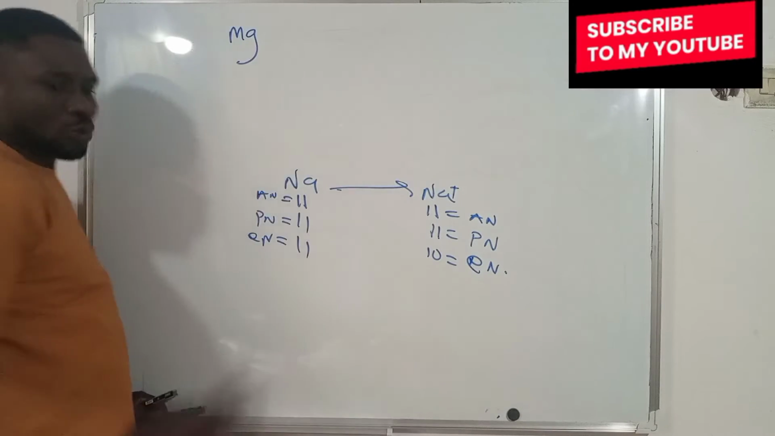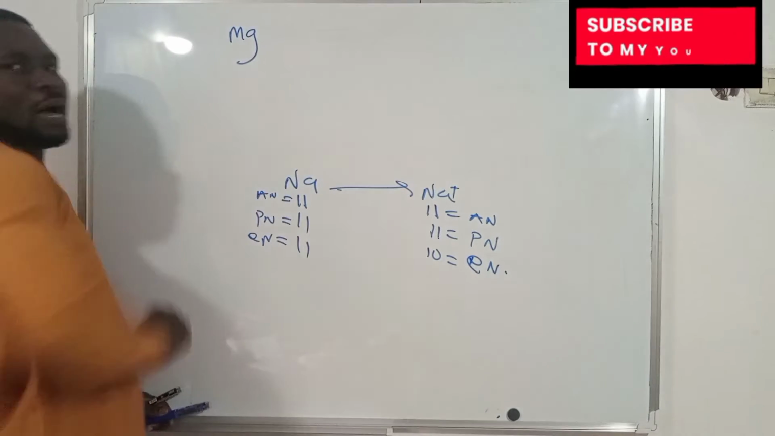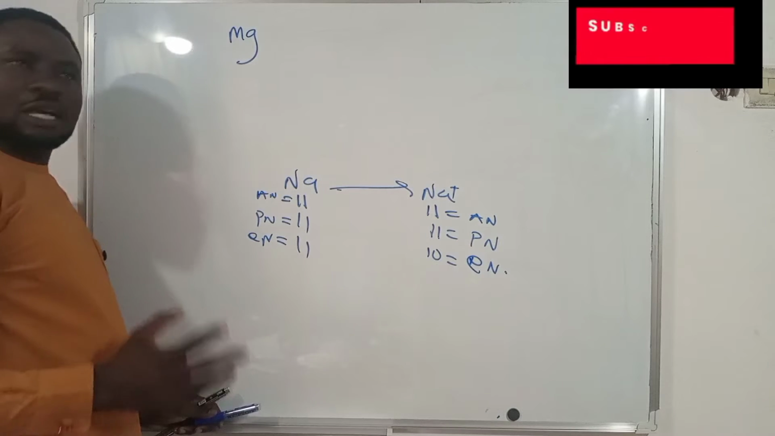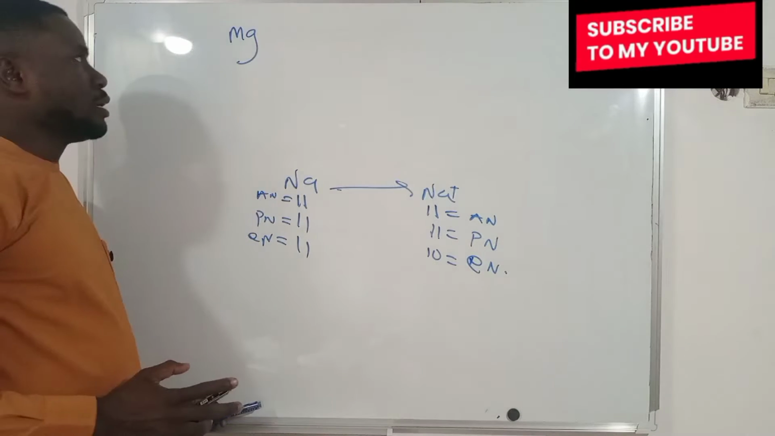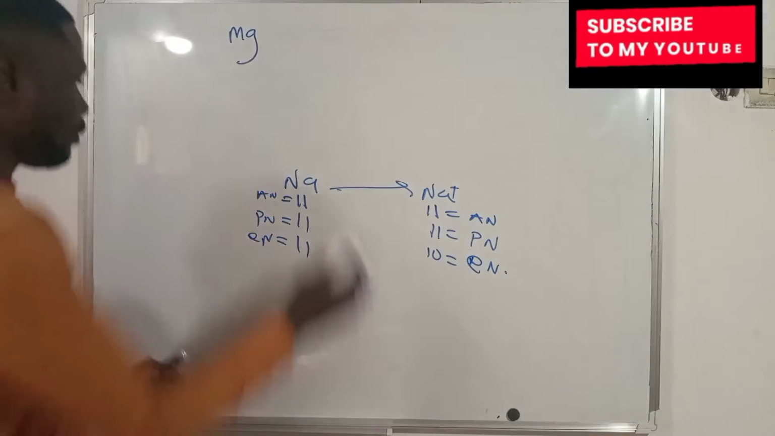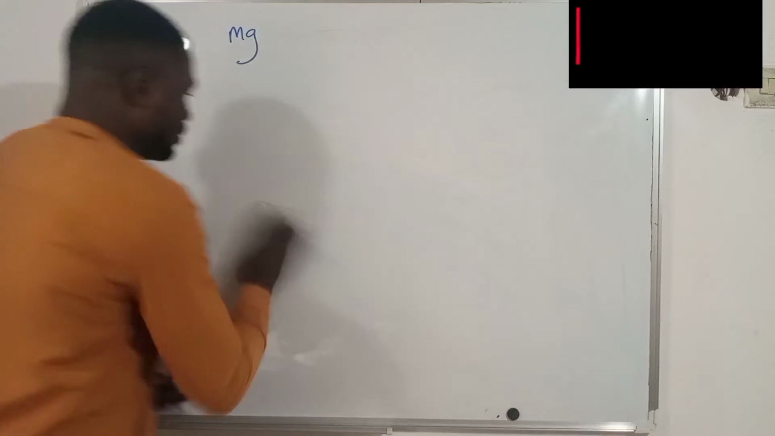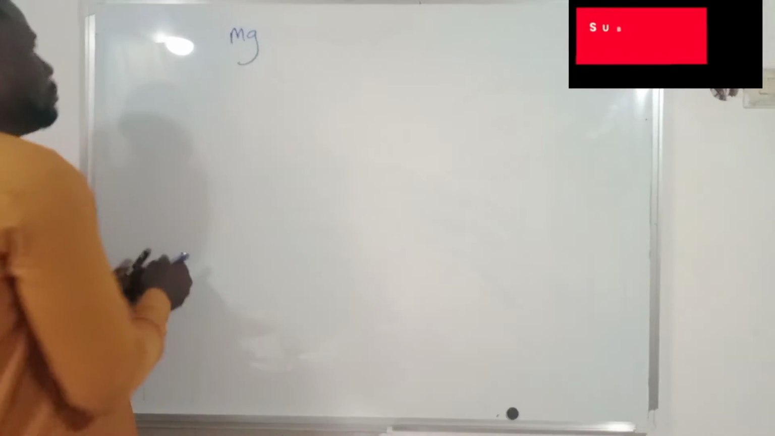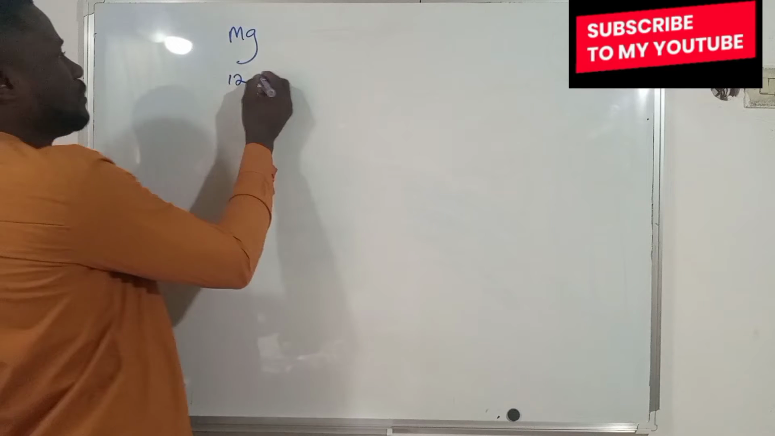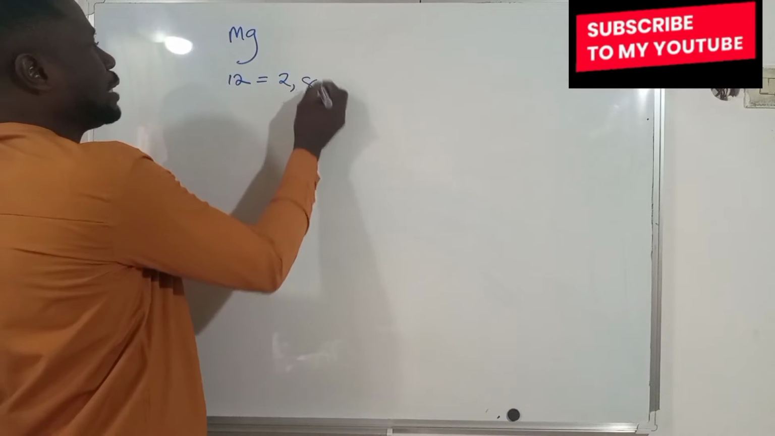Okay, now let's quickly go back to magnesium. We want to describe the transfer or ionic bonding in the case of magnesium and oxygen. Again, atomic number of magnesium is 12. And if it is 12, it tells us that will be 2, 8, 2.